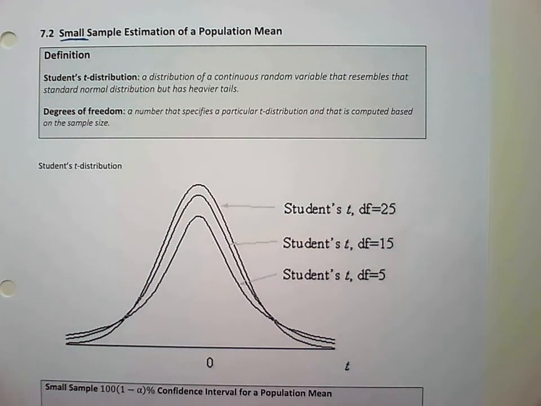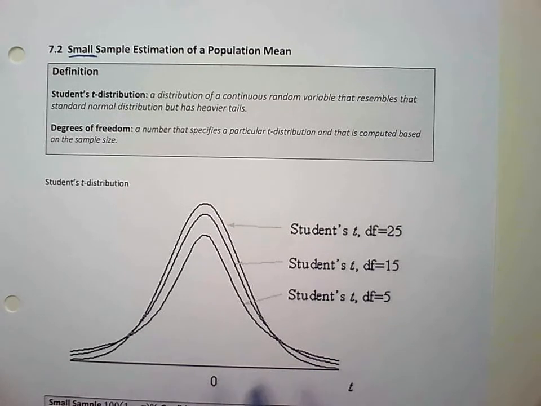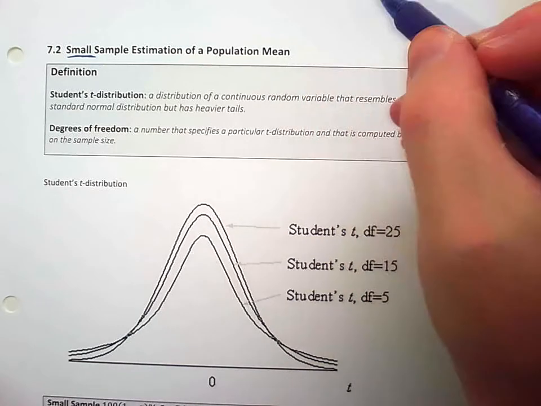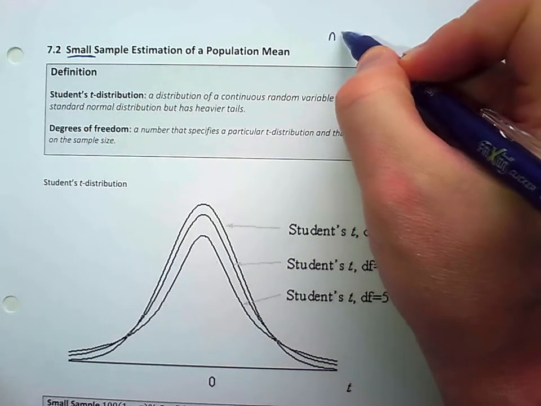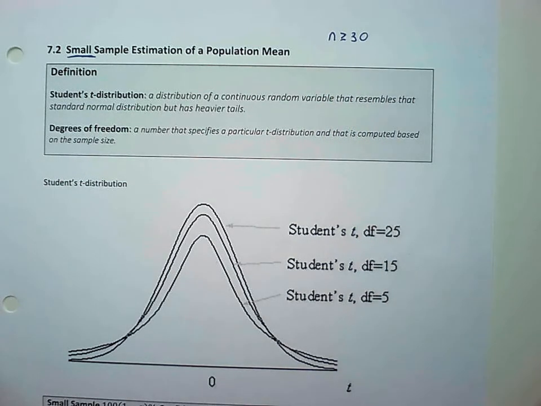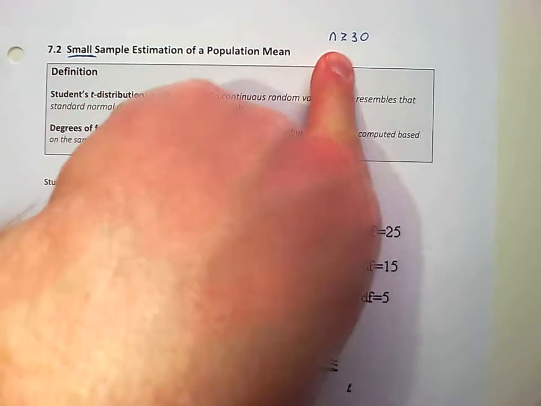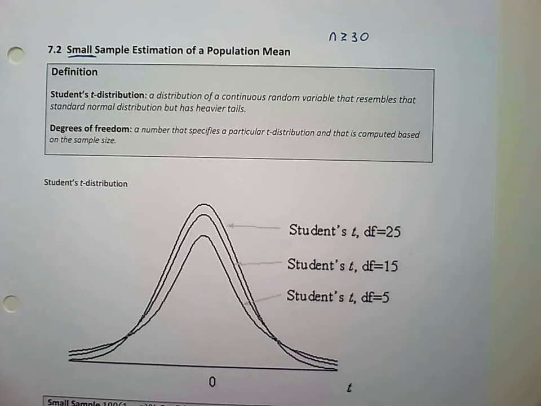Alright, again, what does it mean for a sample to be small? Well, when we're looking at means, we're saying that a sample is large whenever our sample size is greater than or equal to 30, right? When we're dealing with proportions, it's a little bit different, but when we're dealing with the mean, we need to have an n greater than or equal to 30. So therefore, small just means that n is going to be less than 30.